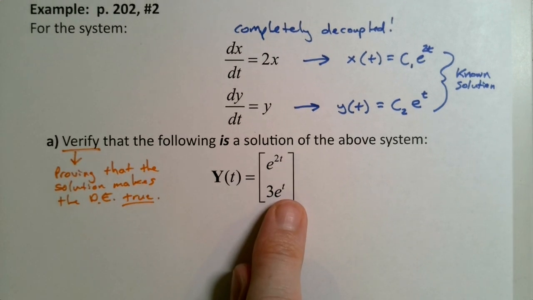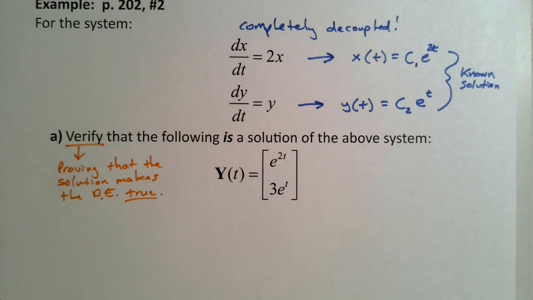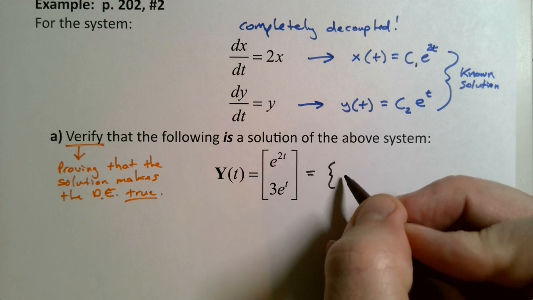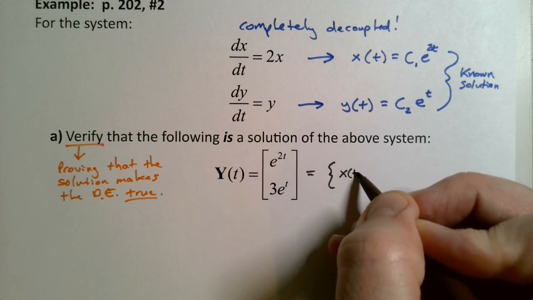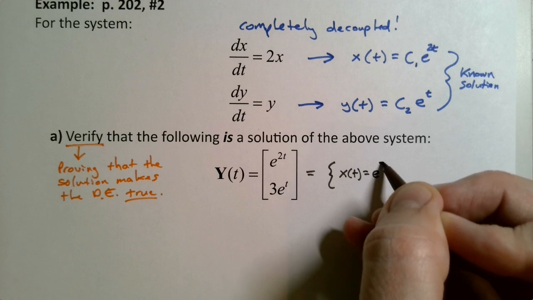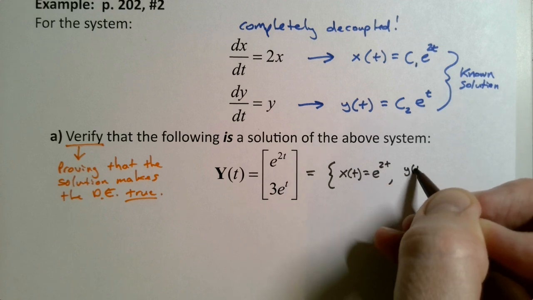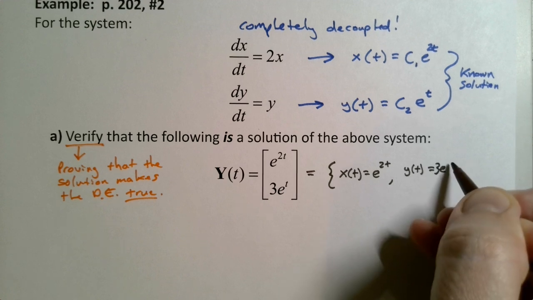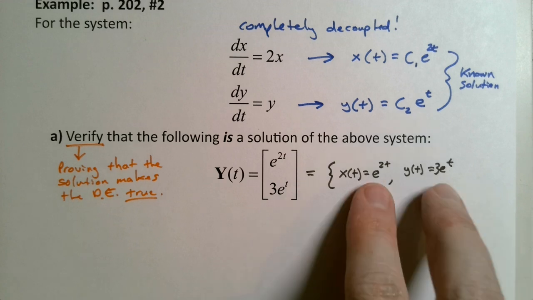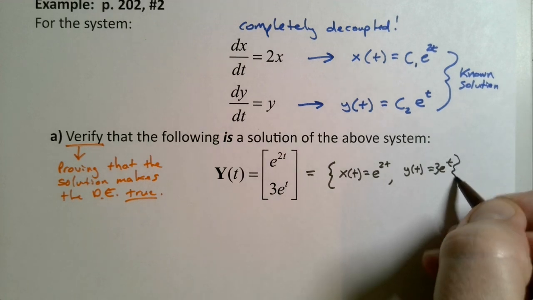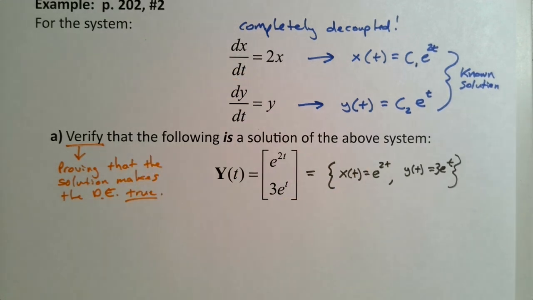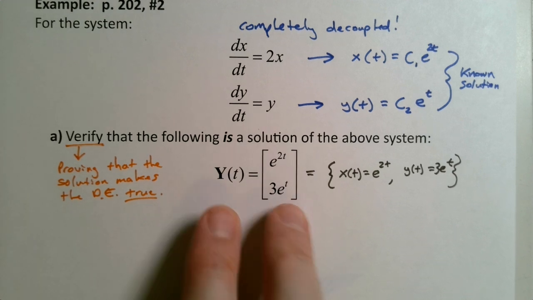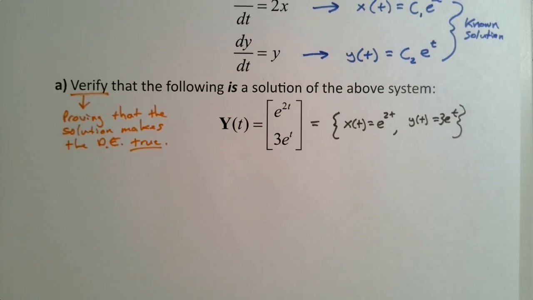So this matrix form of the solution could be written, if you wanted to, in parametric form, and it would just be the x of t solution, which is e to the 2t, comma, the y of t solution, which is just 3e to the t. So the question is, is this actually a solution for this system? And so we should be able to prove it. And I'm actually going to do it using the matrix form, just to give us a little bit of practice to see how this works.